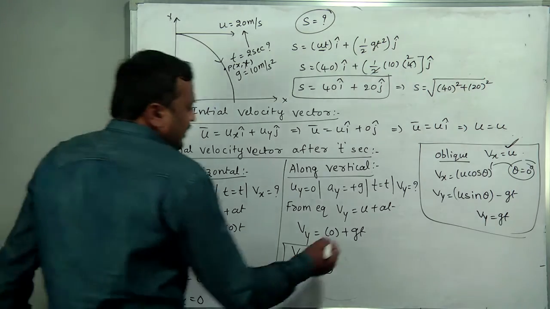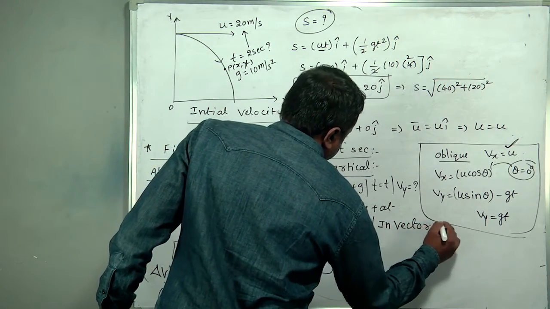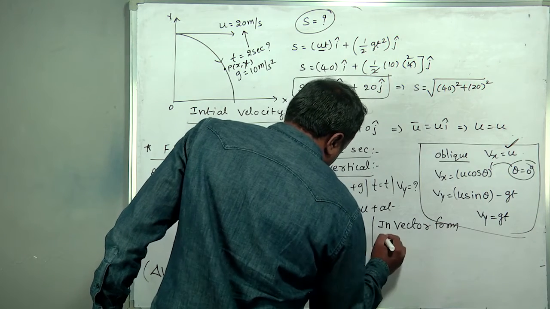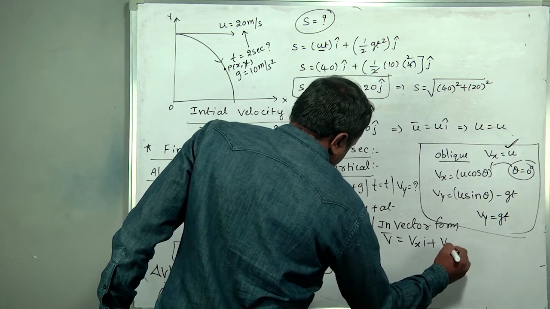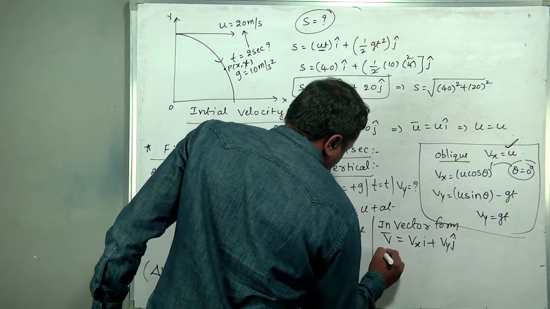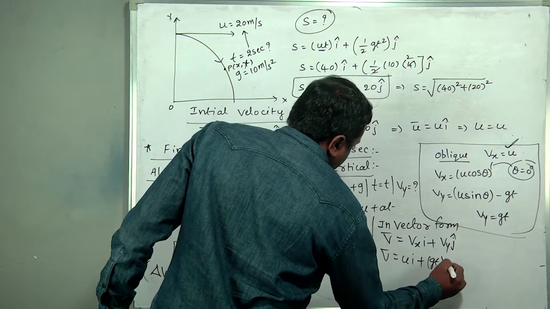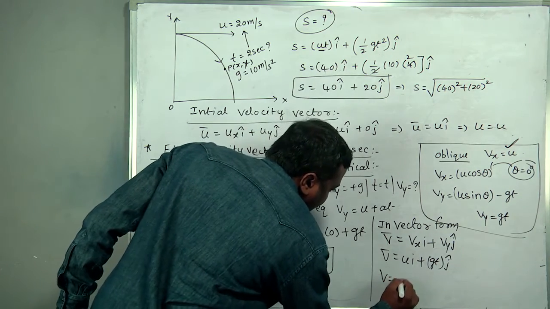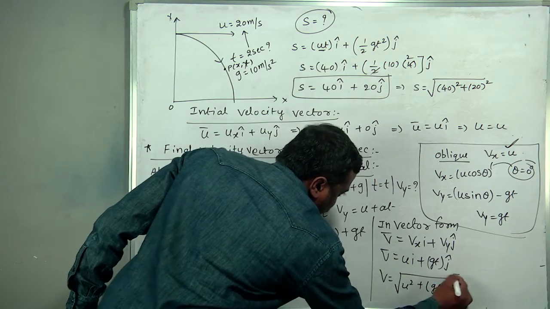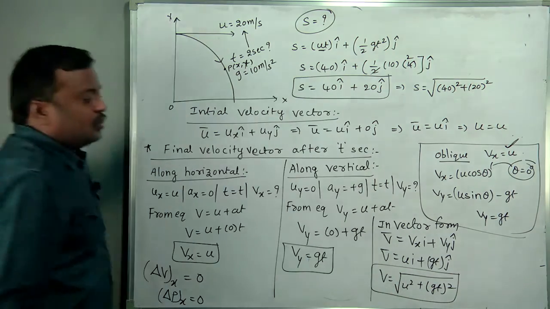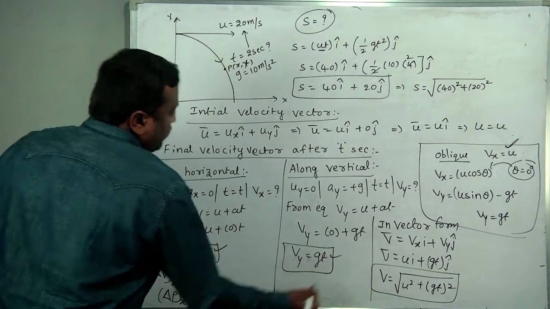Got it? In vector form you write, v bar is equal to Vx i plus Vy j. So u i plus gt into j cap. In magnitude form directly, square root of u square plus gt whole square, because Vx equal to u, Vy equal to gt.